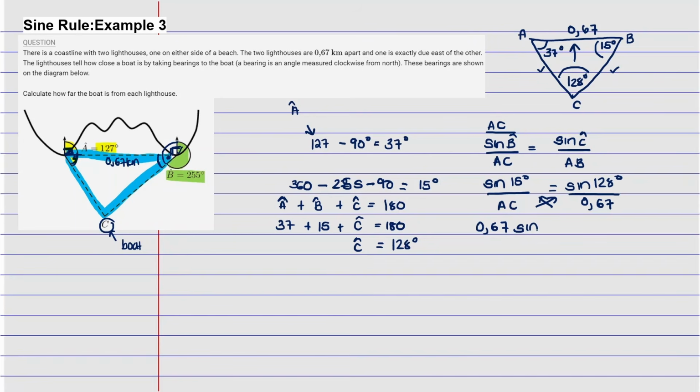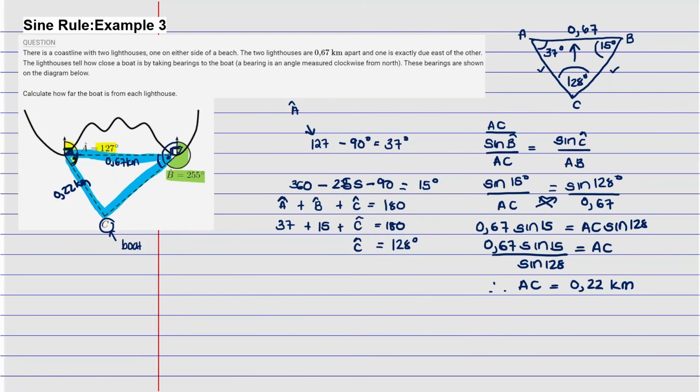So it's going to be 0.67 sine 15, then this is going to be AC times sine 128. Divide both sides by sine 128. So it's going to be 0.67 sine 15 divided by sine 128, which is equal to AC. So when you punch this into the calculator, AC is going to be equal to 0.22 kilometers. So the distance here is 0.22 kilometers. So we're done with that side.